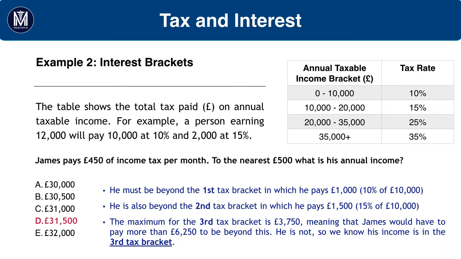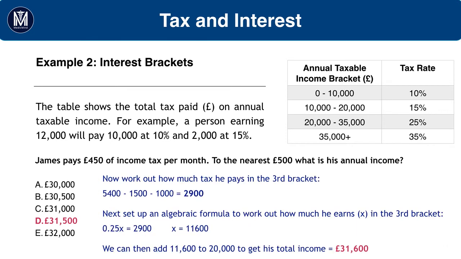So we know he's in the third tax bracket, and if you hadn't spotted that A to E all fit into the third bracket, you could have gone step by step and seen how much he would pay in the first bracket, which is 1,000, how much he would pay in the second bracket, which is another 1,500, and then seeing how much he would pay in the third tax bracket, which would be 3,750, and you see that he would therefore fit in the third tax bracket. So we know he pays tax in the third tax bracket and he earns in the third tax bracket.